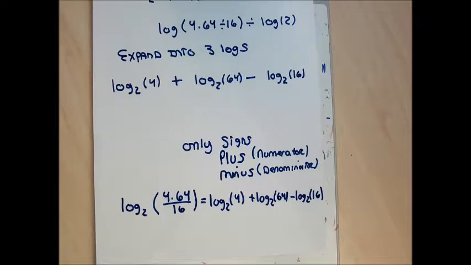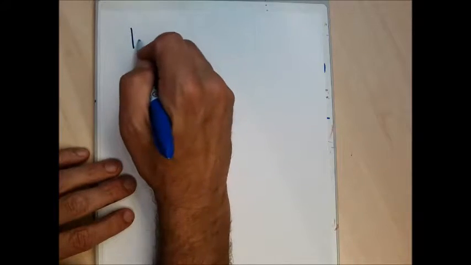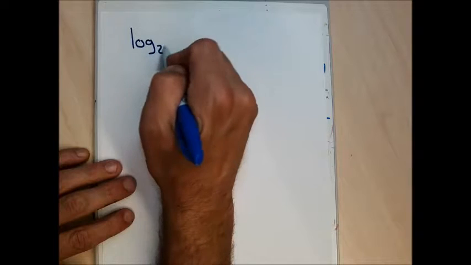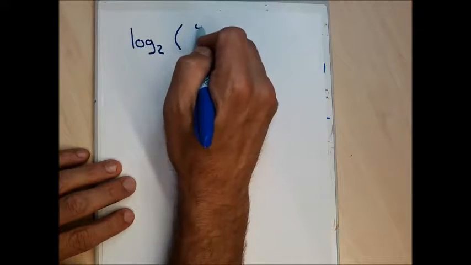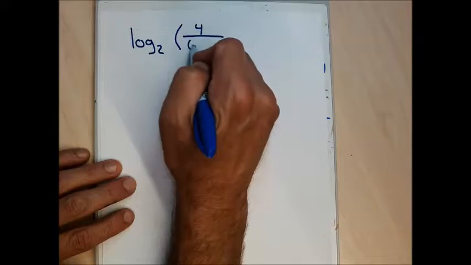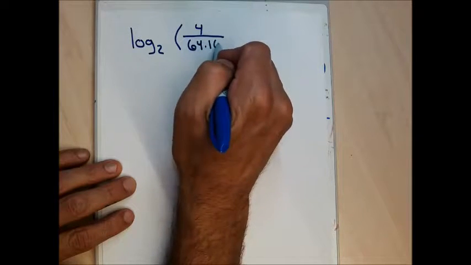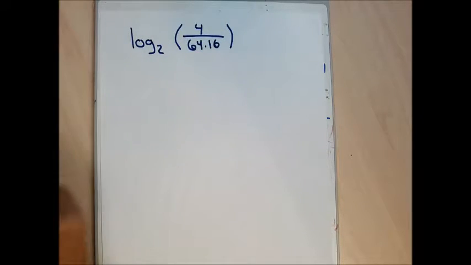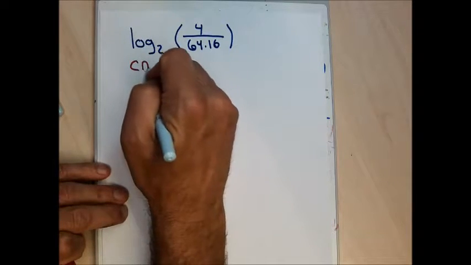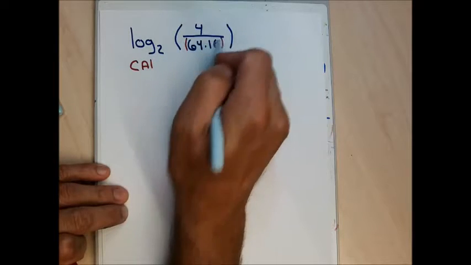Let me write just a slight variation of this problem and show you how it expands differently. So I'll make the same numbers, log base 2. Now I'm going to write, how about 4 divided by 64 times 16. Let me figure out what this equals on my calculator. It's a little bit trickier on my calculator because that denominator has 2 terms. On my calculator, the denominator is going to have to go in its own parentheses.